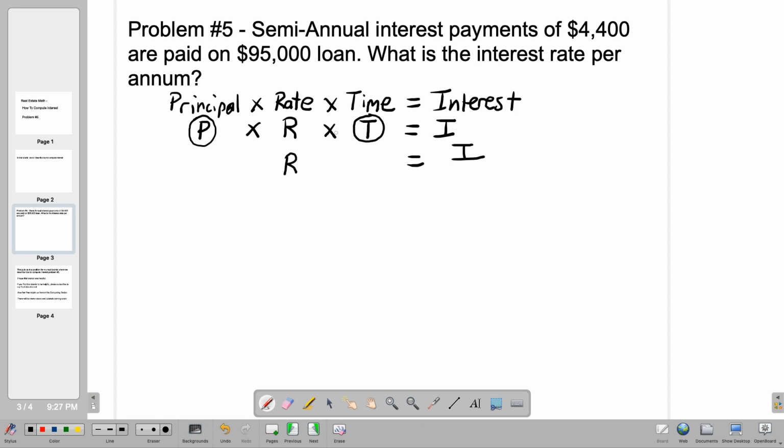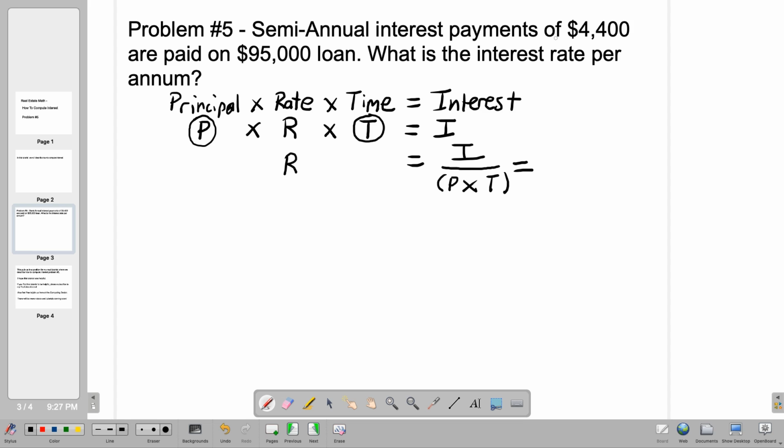Since P and T are related by multiplication, that means it's going to be represented as division toward the right side of the equation. So we have P times T. The new equation is R equals I divided by P times T. Okay, so then we start off, we look at the word problem, and let's see what's given. So we know we're trying to solve for the interest rate.